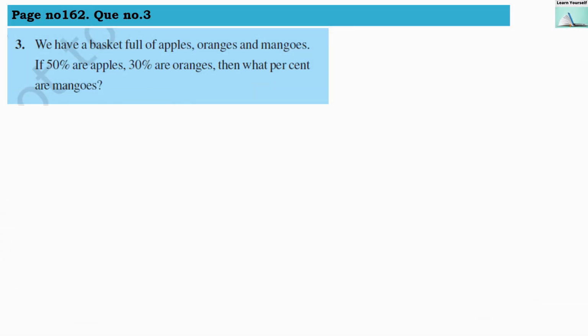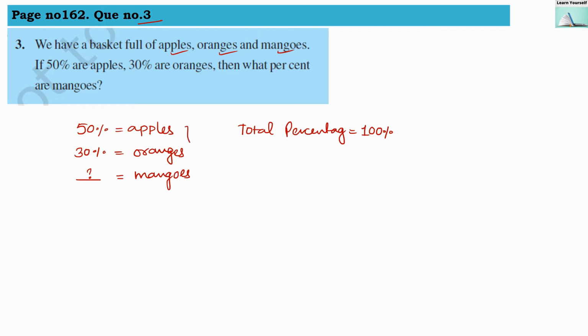Try these sums, page number 162, question number 3. We have a basket full of apples, oranges and mangoes. 50% are apples, 30% are oranges. Then what percent are mangoes? So let us note down all the details. We have two quantities here. The third quantity we have to find out. We know that the total percentage is 100%. So when we combine all these three, it should give us 100%.